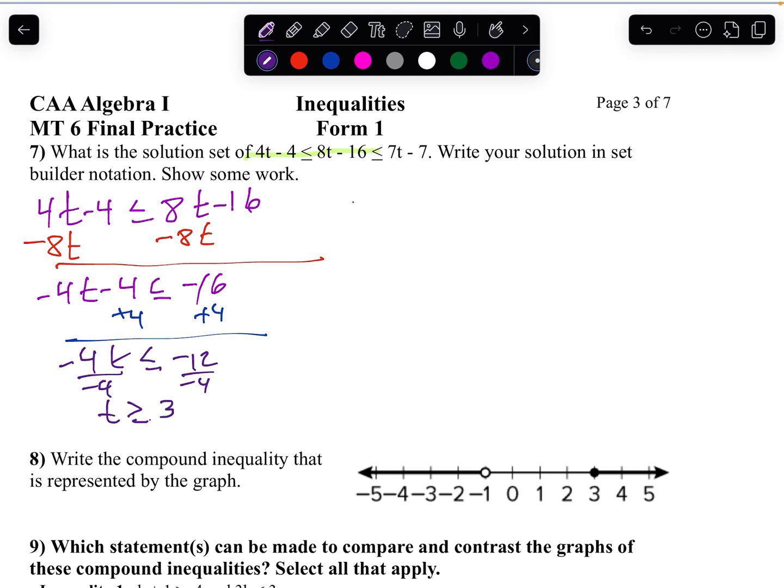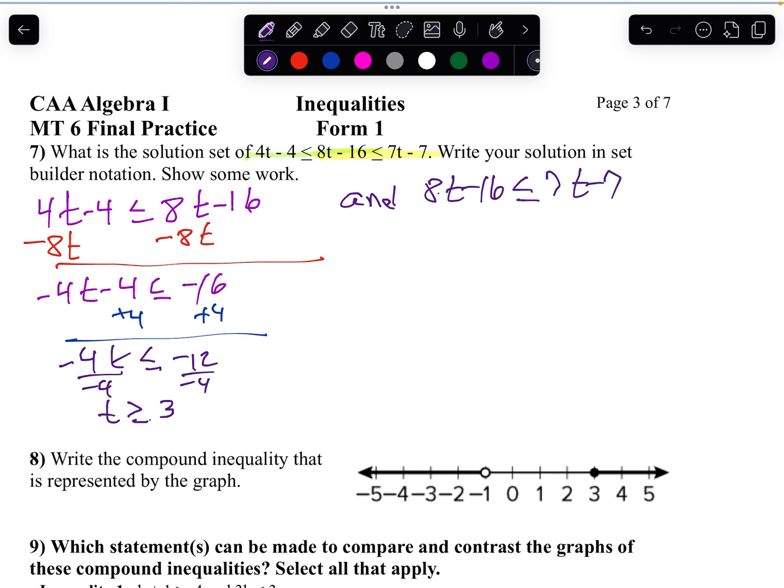And then we'll write our second part. Our second part, I'm going to go back to my first inequality. So I'm going to have kind of an overlap here of what I write. But I'm going to say, and 8t minus 16 is less than or equal to 7t minus 7.